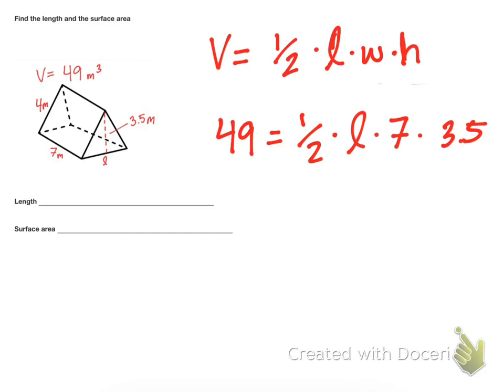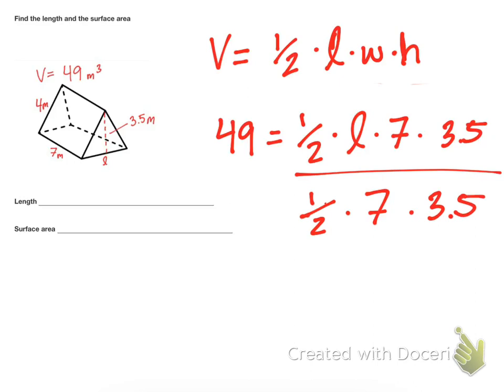So then we have this. All I want to do is divide. I want to divide this whole thing. So if I'm dividing by 1/2 times 7 times 3.5, I'm literally just dividing by all of that. 7 times 3.5 is 24.5, divided by 2. We get 12.5.